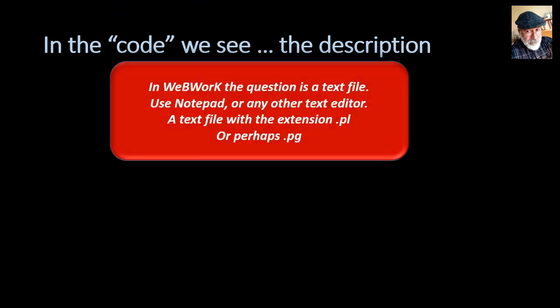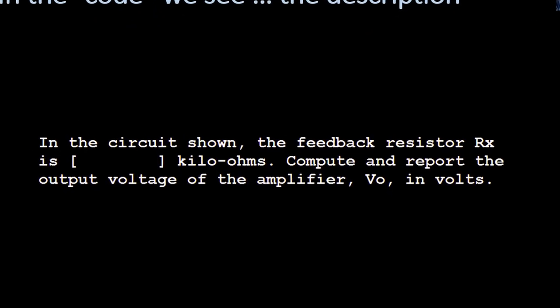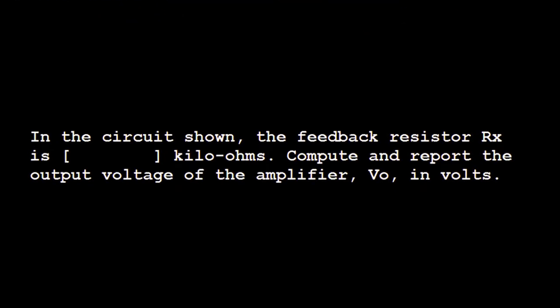In the code, we see the description. In WeBWorK, a question is a text file, so you can use Notepad or any other text editor to create your question. A text file that has the extension .pl or sometimes .pg. I prefer .pl because my editor identifies .pl files as Perl source code and highlights the keywords correspondingly. There's a description. It is just text. In the circuit shown, the feedback resistor Rx is.